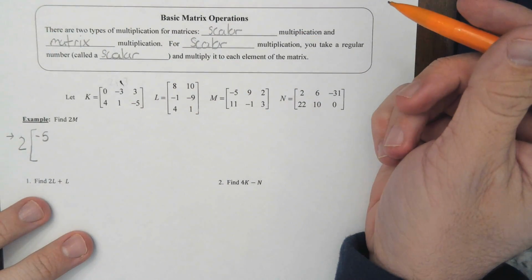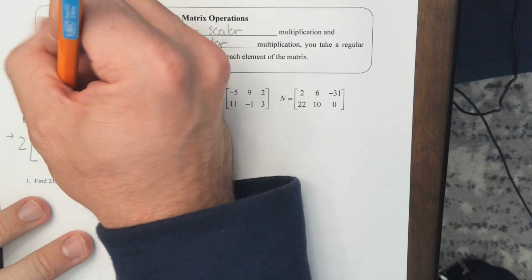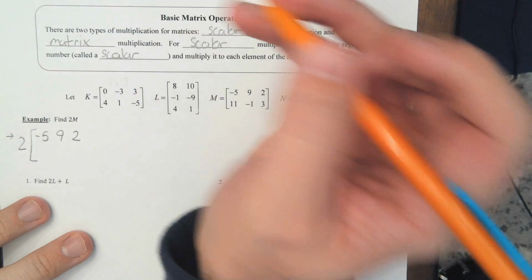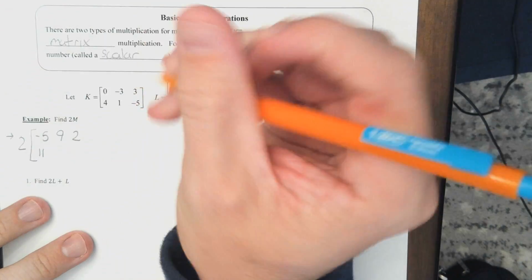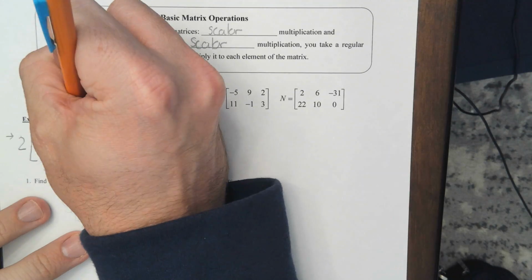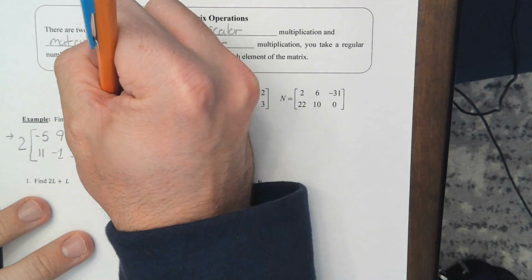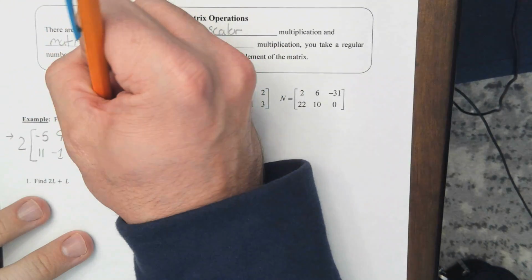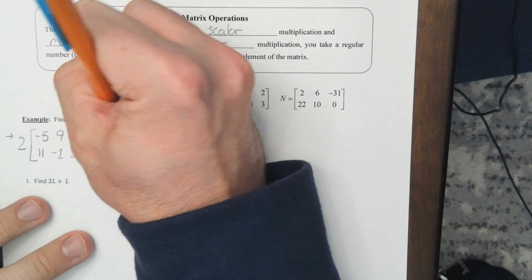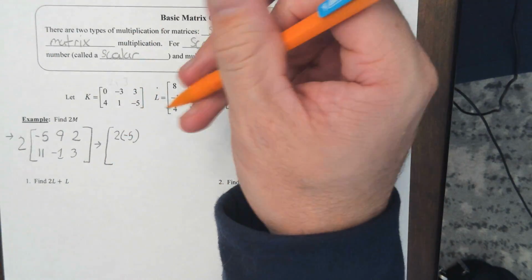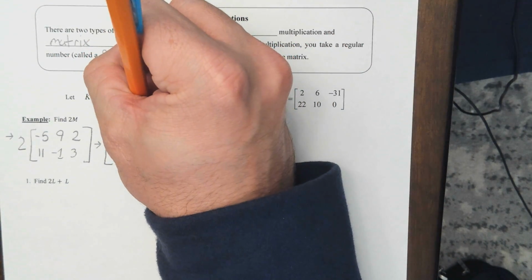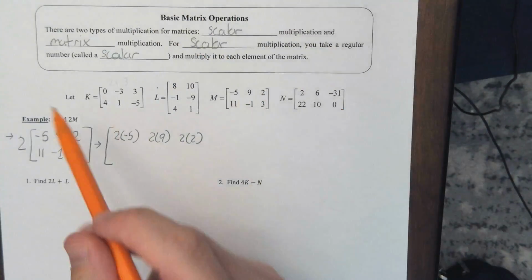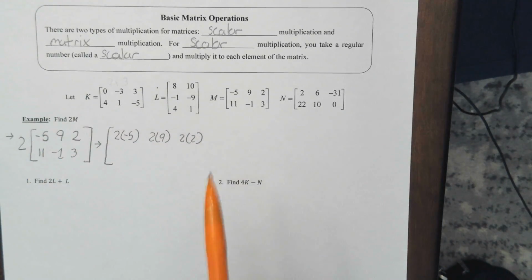All right, so we've got 2 times, we've got our negative 5, 9, 2, 11, negative 1, 3. So all I'm going to do is take this 2 that's on the outside here and multiply it by every element inside here. So my first element in my new matrix here, 2 times negative 5, then 2 times 9, then 2 times 2. So that's my first row there, right? All I did was take this 2 and multiply by the negative 5, 9, and 2.